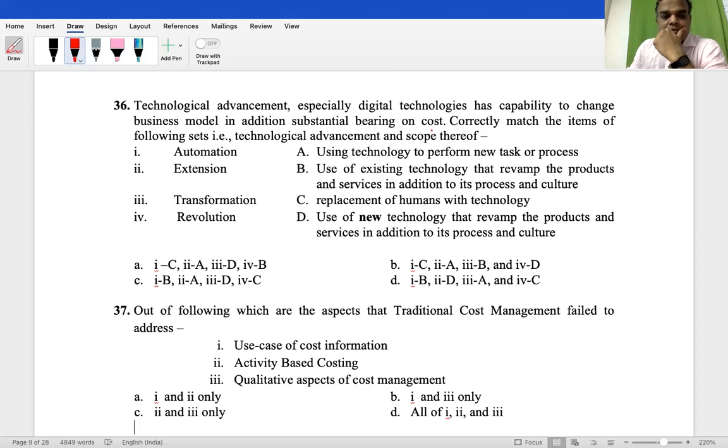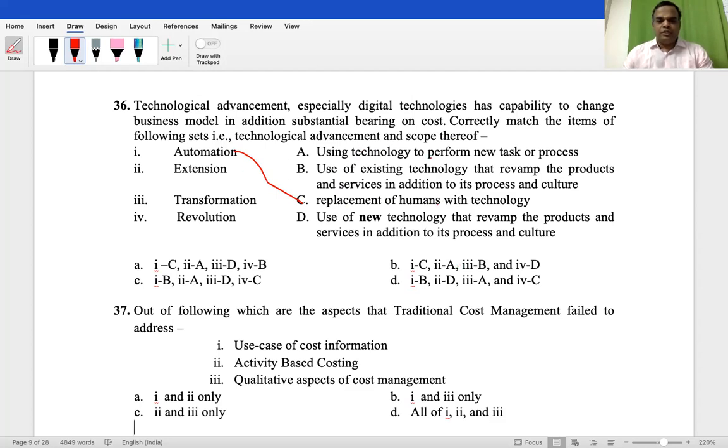A, using technology to perform new task or process. B, use of existing technology that revamps the product and services in addition to its process and culture. C, replacement of humans with technology. D, use of new technology that revamps the products and services in addition to its process and culture. So automation is replacement of humans by technology. Am I right? Yes, sir.